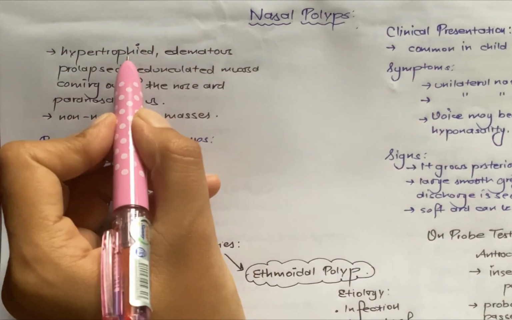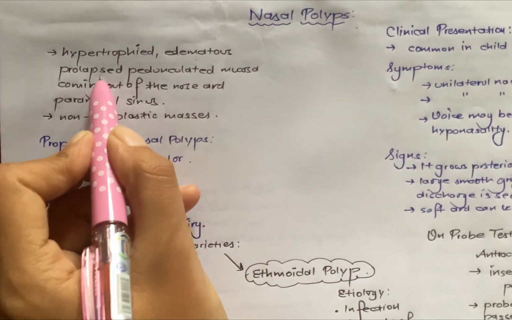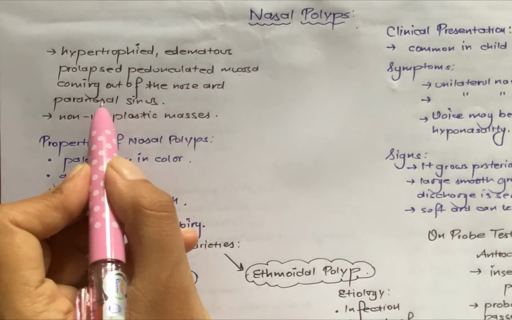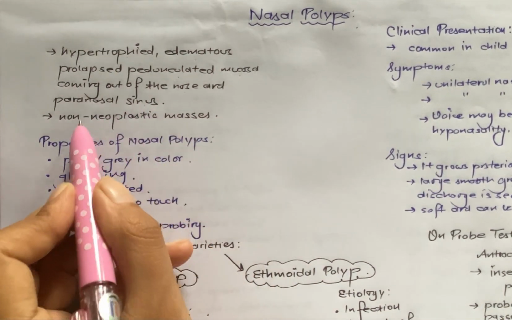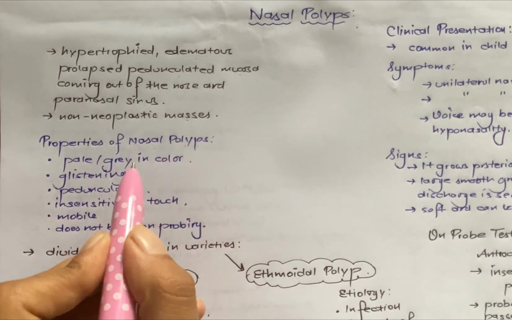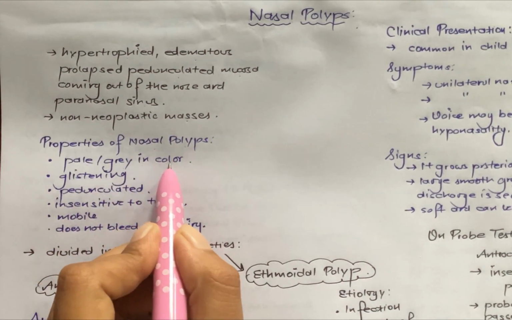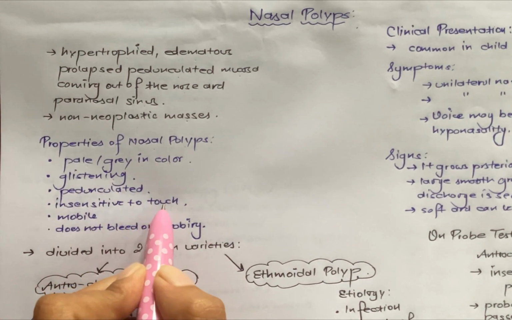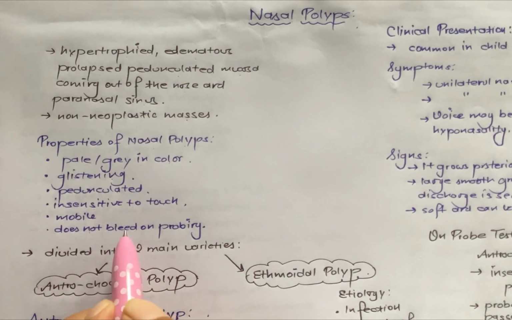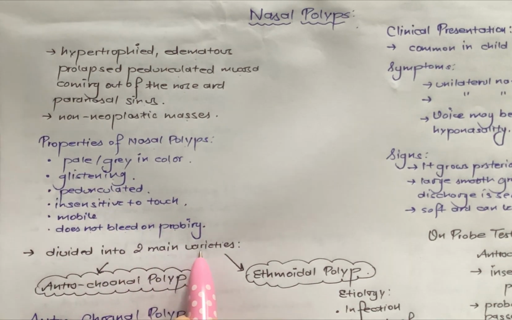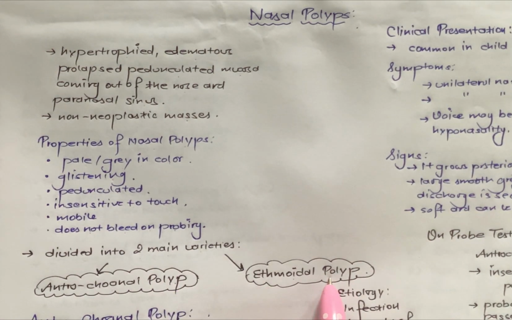Nasal polyps are hypertrophied, edematous and prolapsed pedunculated mucosa that is coming out of the nose and paranasal sinuses. These are non-neoplastic masses, and the properties of nasal polyps are: they are pale grey in color, glistening, pedunculated, insensitive to touch, mobile and do not bleed on probing. They are mainly divided into two varieties: antrochoanal polyp and ethmoidal polyp.